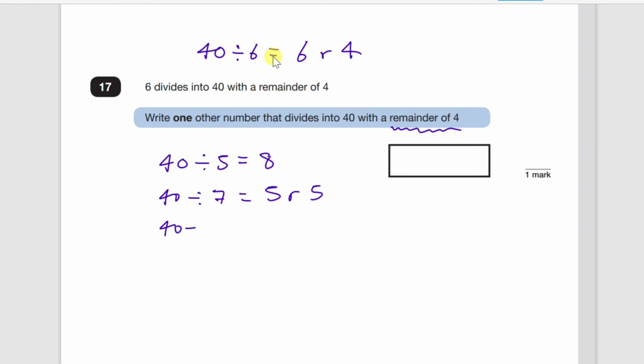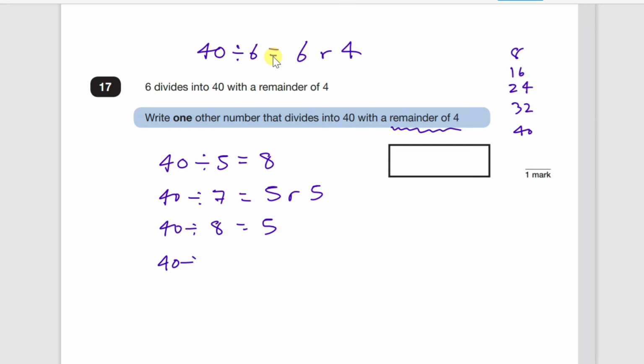Let's try 40, next one, divided by 8. What do we get from this one? So let's see, you get 8. So check out the 8 times table. Yep, so you got 8, 16, 24, 32, 40. As you see, it goes exactly 5 times.